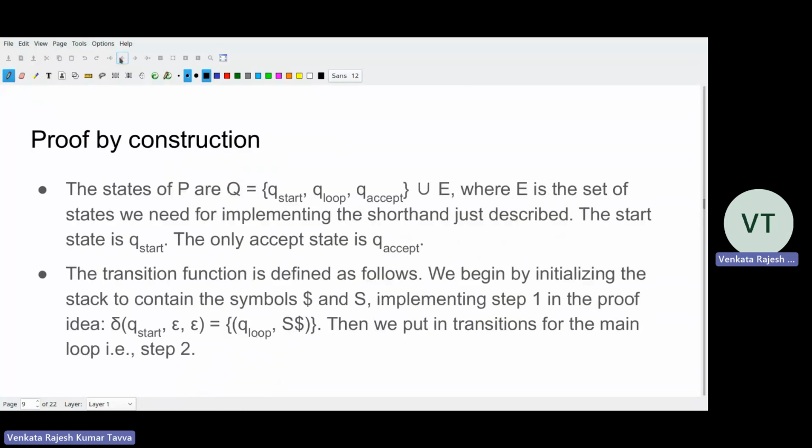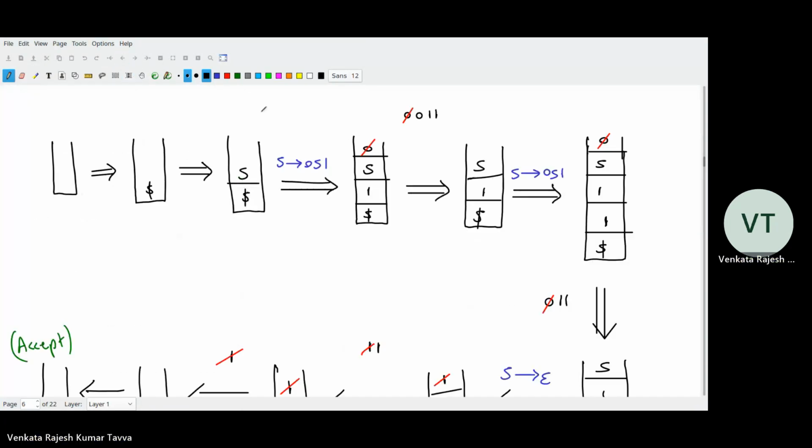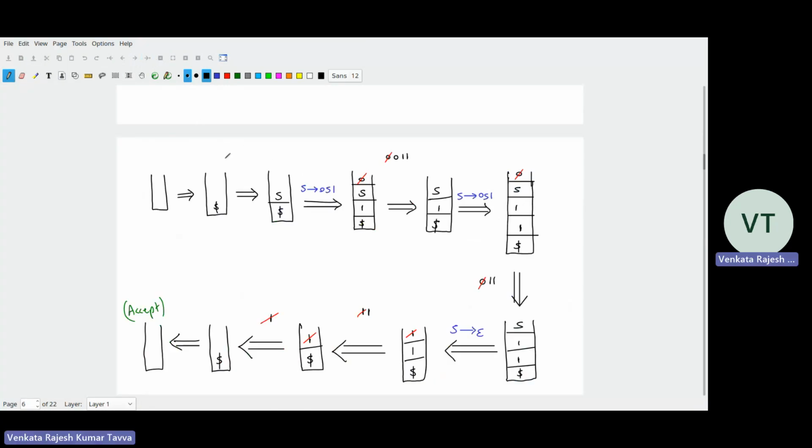If you remember this example, what did we do here? Here, we started with an empty stack, then we pushed dollar, then we pushed S on top of the stack. Basically, in this case, we are not generating, we are recognizing the string 0011. So whenever you have a variable on top of the stack, you pop it and push one of its right hand sides. Okay, but you push it in reverse order. Here, the rule is S goes to 0S1, but you should not push 0 first. You should push 1 first. You should push it as 1S0.